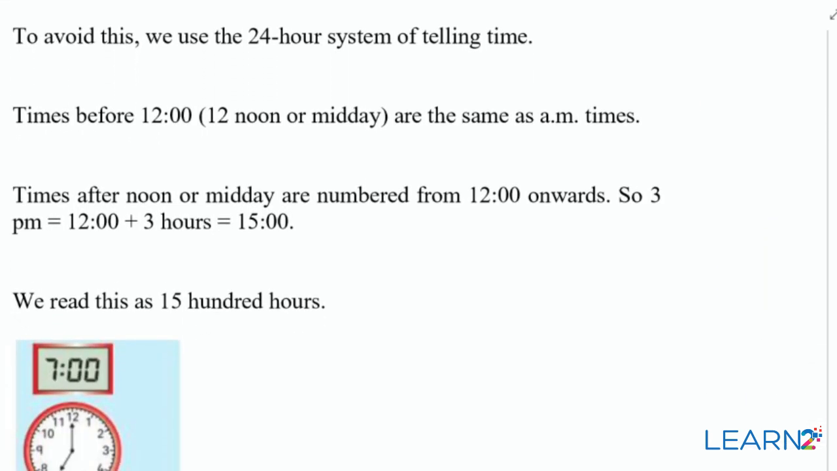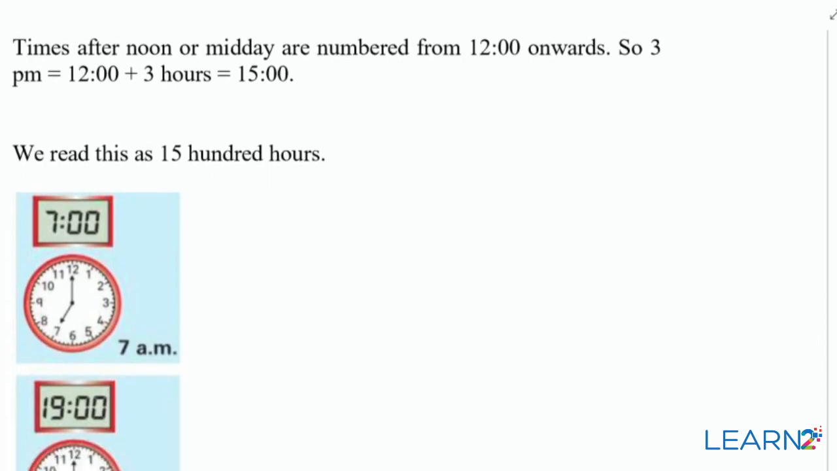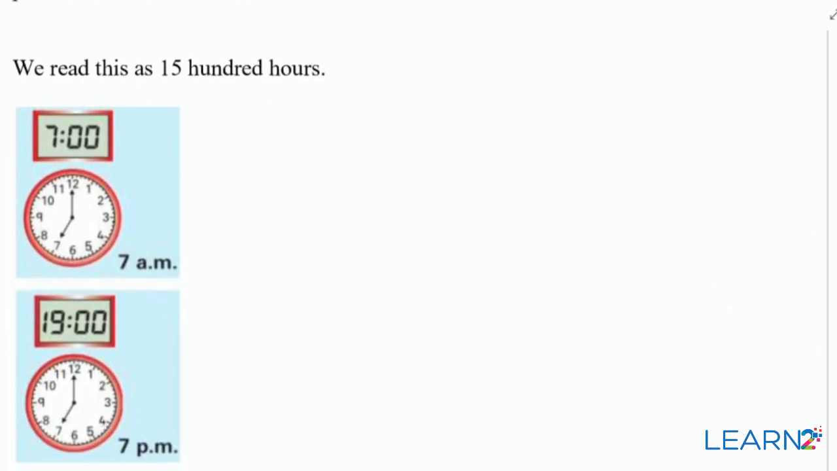So how do we avoid confusion? We use a 24-hour system. That is all times before 12 noon or midday, we show them as AM. Any time after noon or midday, we number with 12 onwards, meaning 3 p.m. would be shown as 1500 hours. We take 12, we add 3, that gives you 1500 hours, and that means 3 p.m.